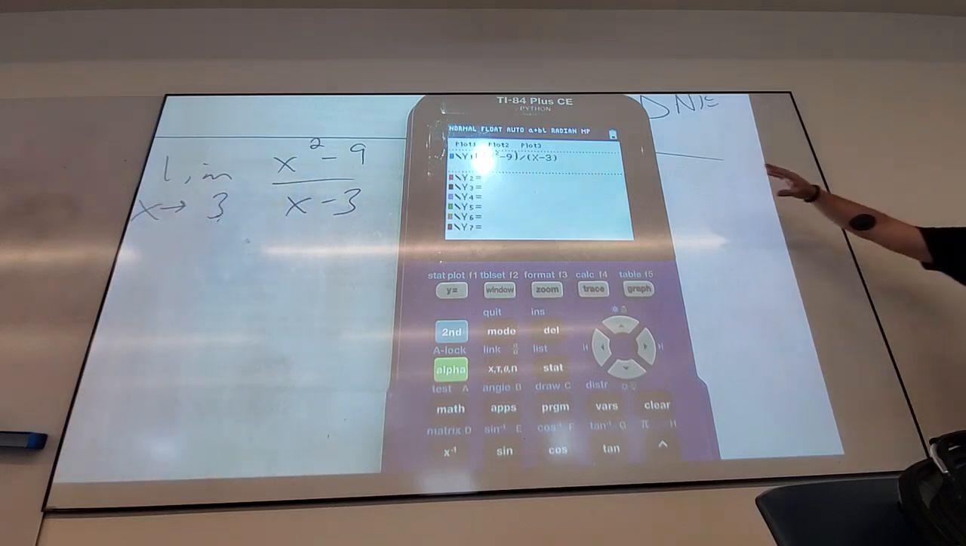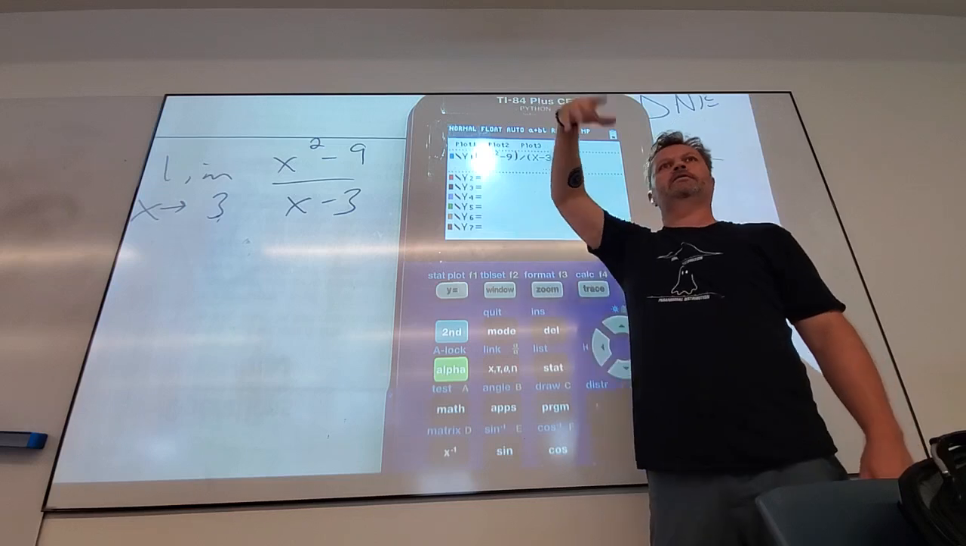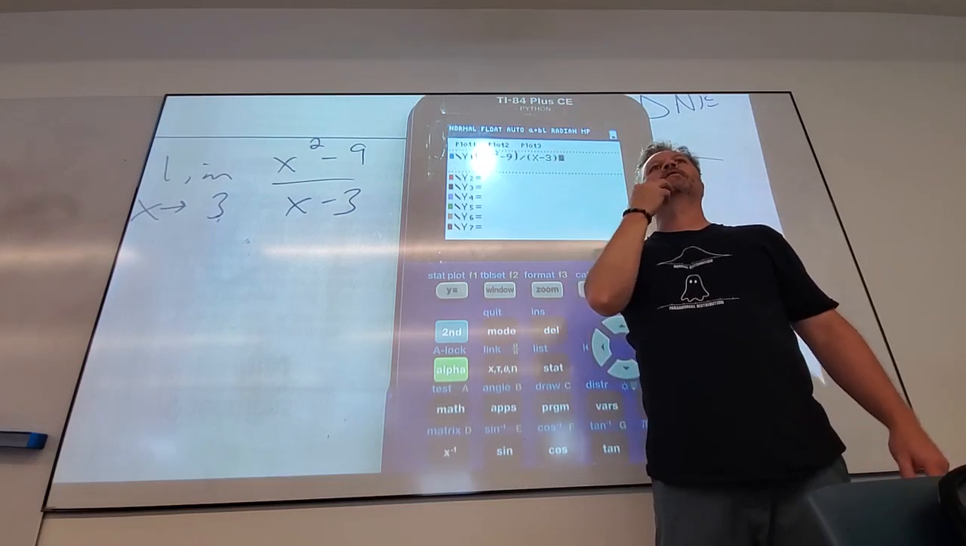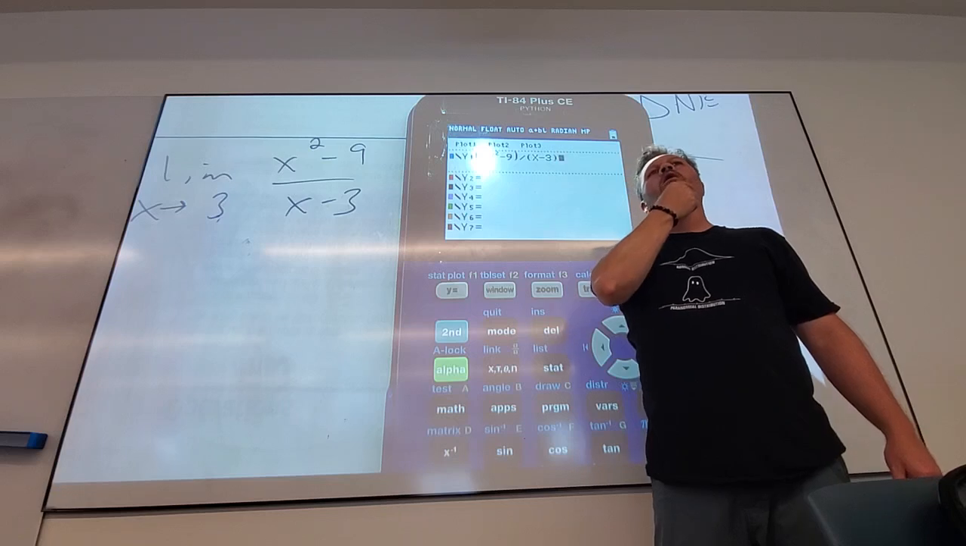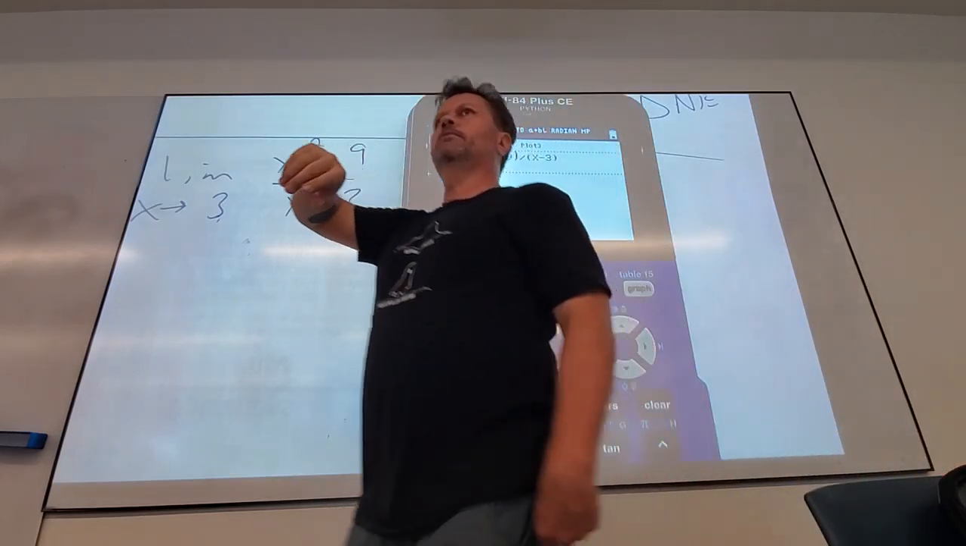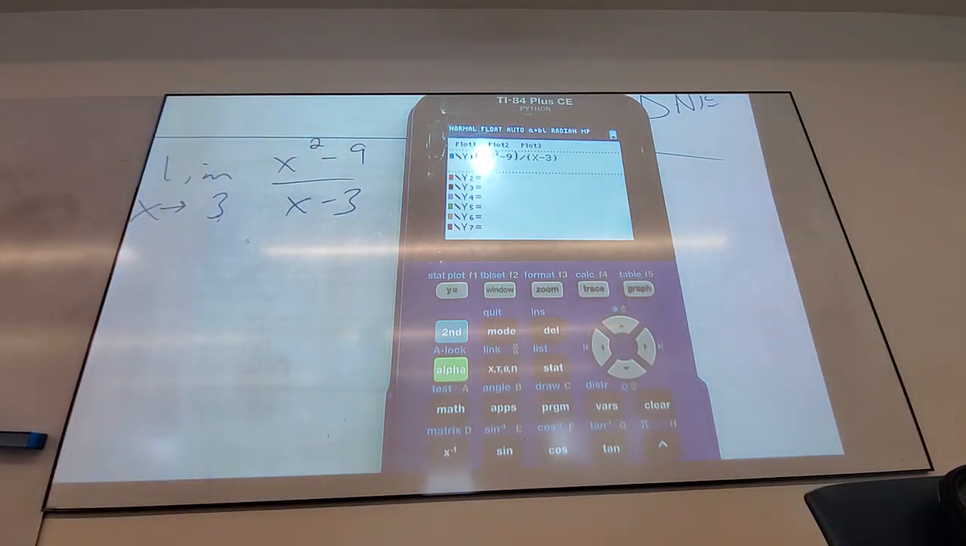Notice I'm helping the poor calculator out. It's got no eyeballs. Maybe the TI 1000 is going to have eyeballs, and then Skynet. Do you remember how to refine the Y value? Hit mode. And you see down there it says func, par, and polar. Hit func.